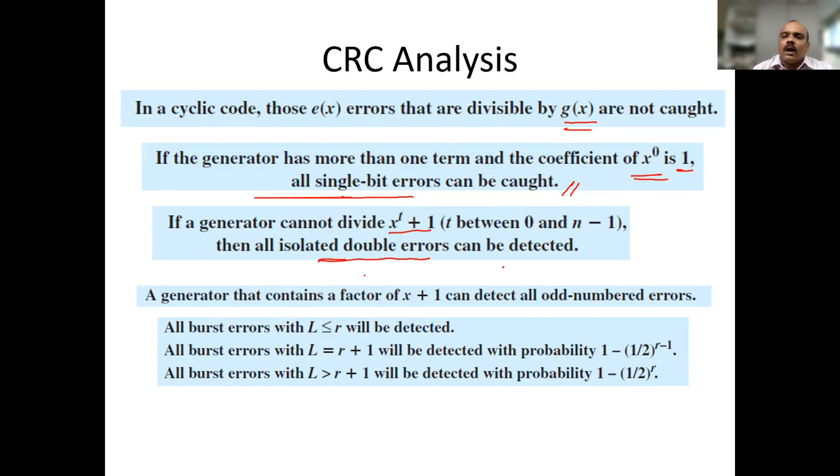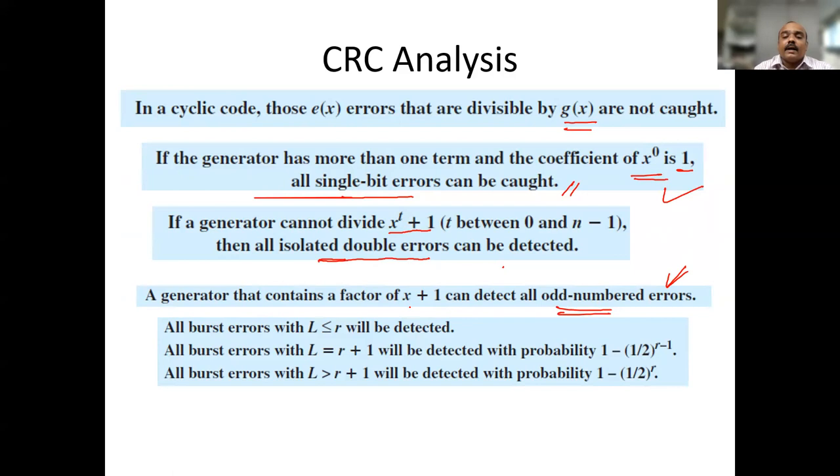The fourth analysis that we have to make: a generator that contains a factor of x plus 1 can detect all odd numbered errors. That is our example, x3 plus x plus 1. We have x plus 1 as a factor, and all odd number errors can be easily detected. So in our previous example, yes, this is satisfied.